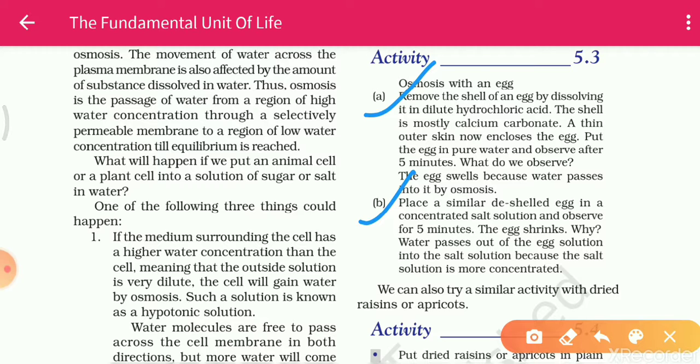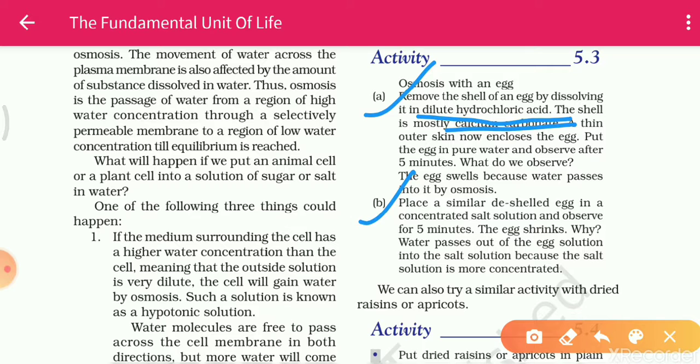In this one you will take an egg and dissolve it in hydrochloric acid. When we dissolve it in the hydrochloric acid, you will easily remove its outer shell, and its outer shell is made up of calcium carbonate. Now you have the egg with only a very thin layer present.